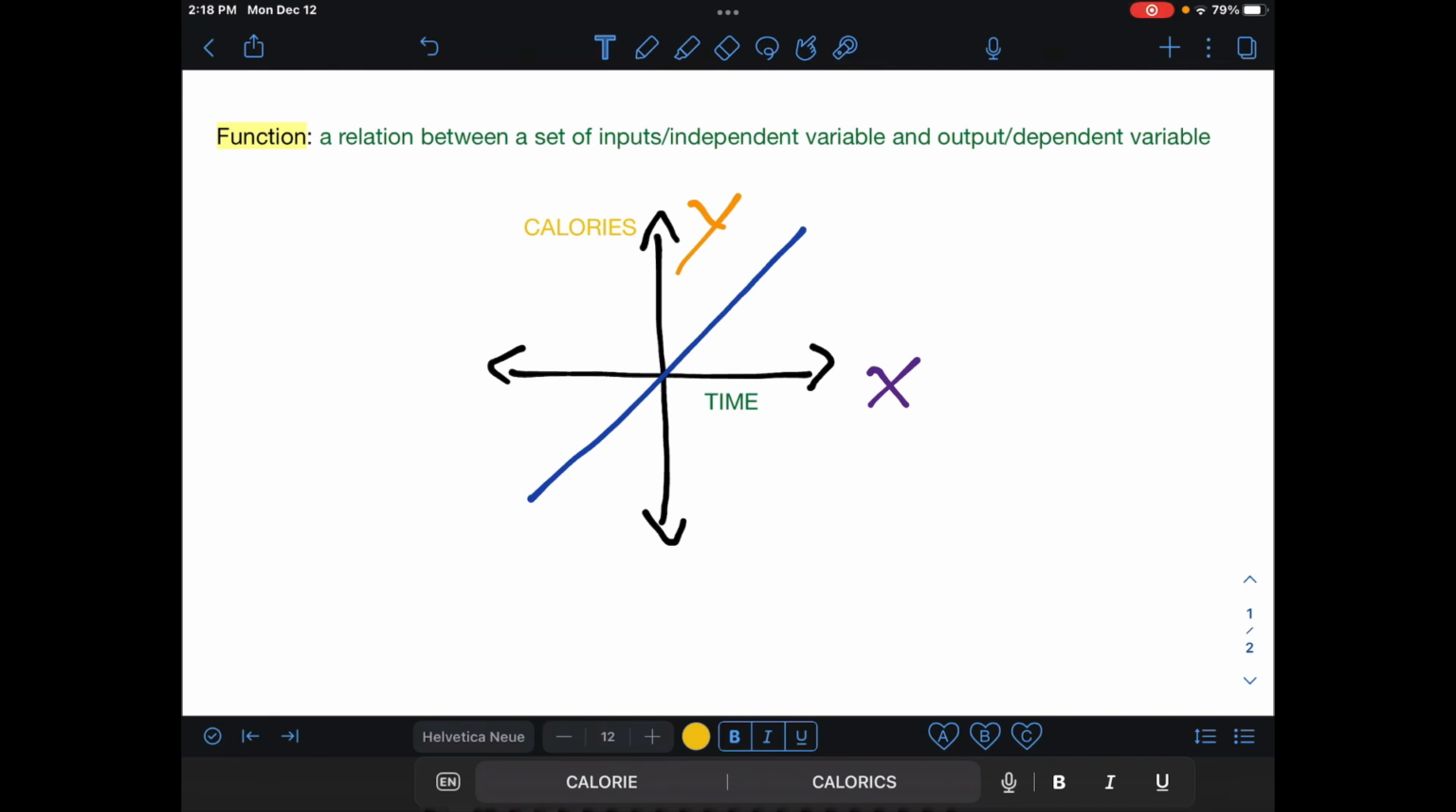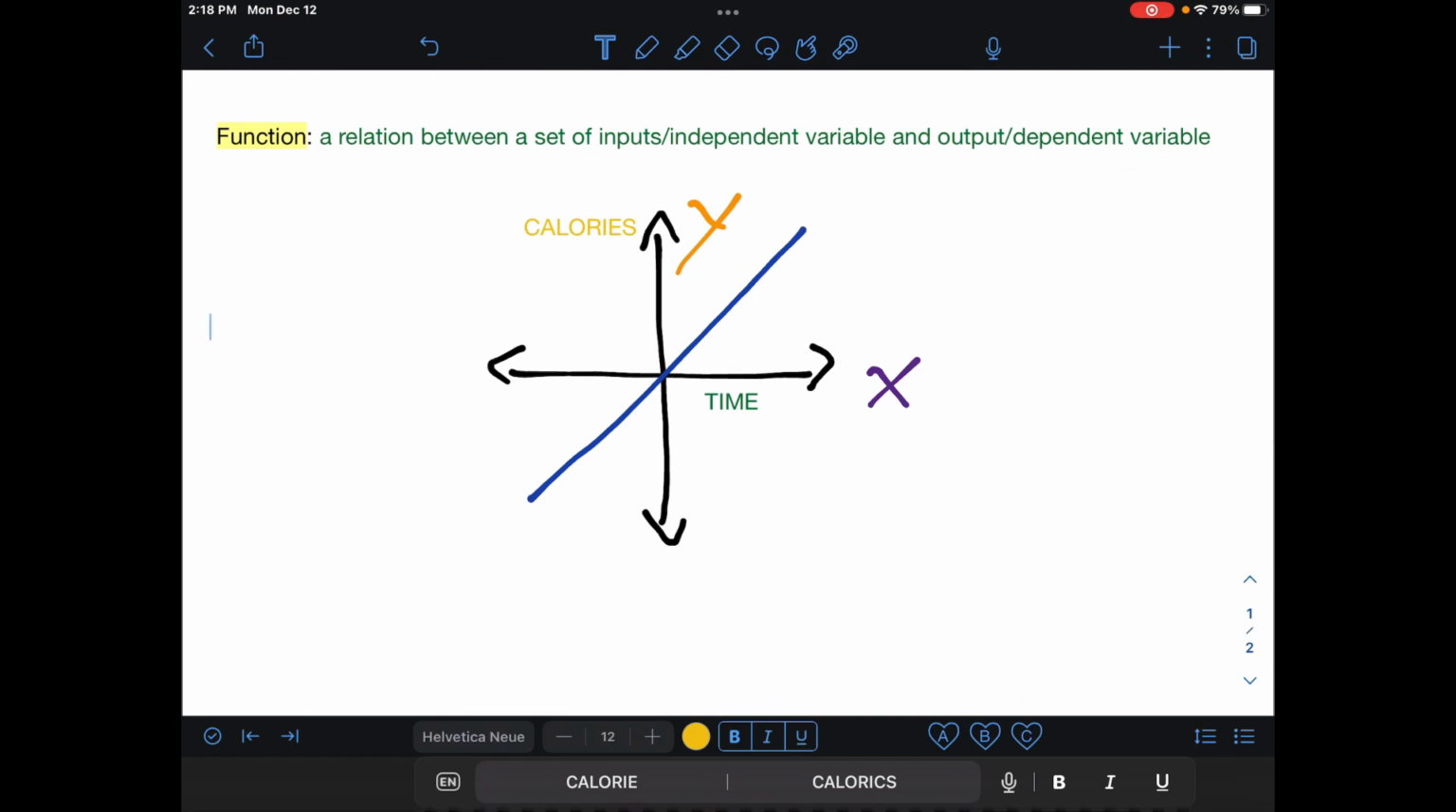A function is a relation between a set of inputs, also known as independent variable, and outputs, also known as dependent variable. So it's important to know that the independent variable is ultimately what's gonna produce our dependent variable, because it's dependent on the independent variable. And input and independent and output and dependent can be used interchangeably.